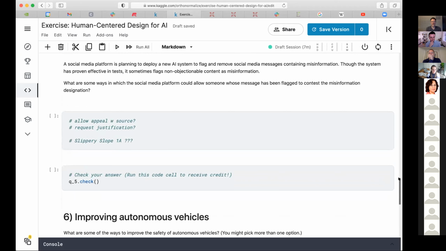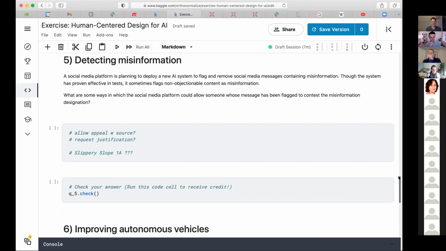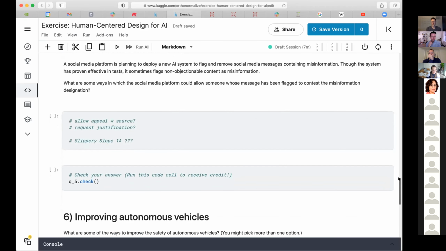So the question now is, what are some ways in which a social media platform could allow someone to contest the misinfo designation? And I think the obvious thing is to allow an appeal, and if you have a source that can back up your claimed information, then have a mechanism that allows people to quickly appeal that and get reasonable judgments in a short amount of time.